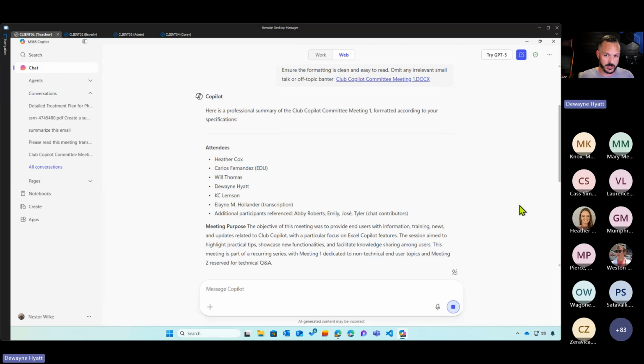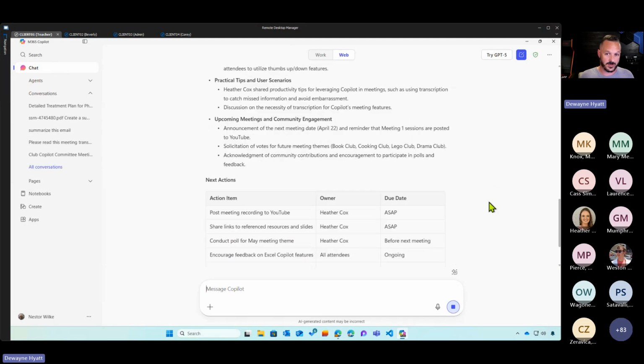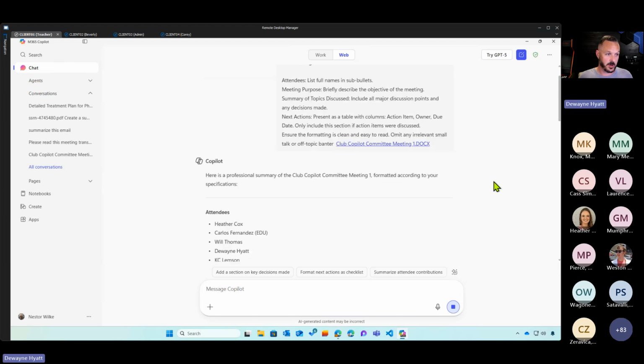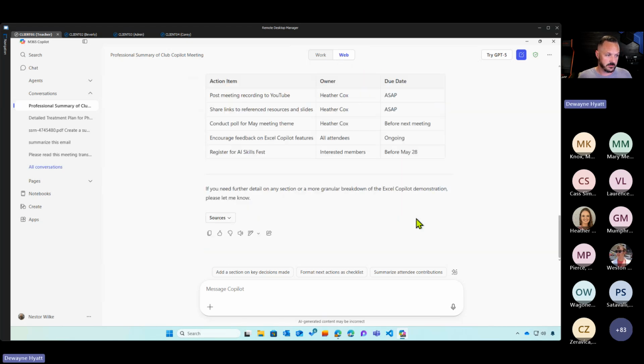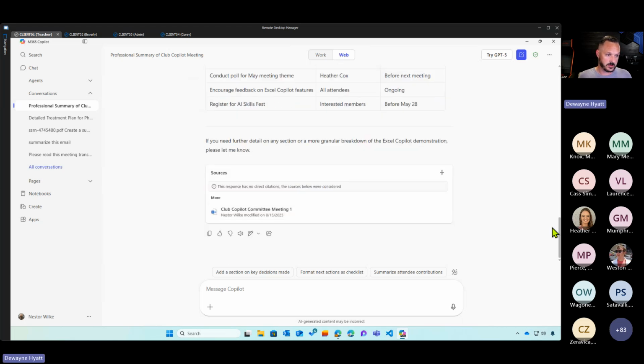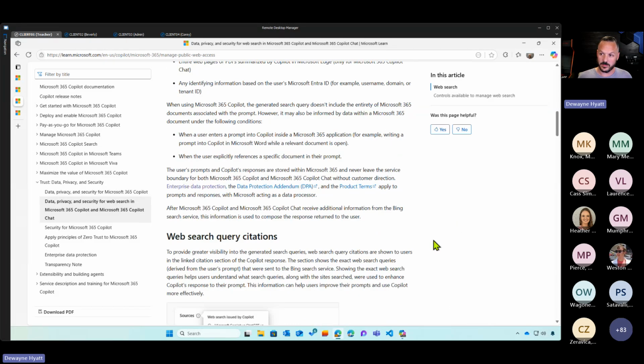Do we need web query search results to summarize this file? Did I ask it to look up anything public? There's my prompt. Analyze meeting transcript, generate a complete and thorough professional summary. So if I scroll down, there's only one source. There was no need to go out to Bing for that. It's not like every single time you use this, it uploads your document to Bing and then decides what to do with it. That's not how this works. Okay, so we'll keep peeking at this documentation as well.